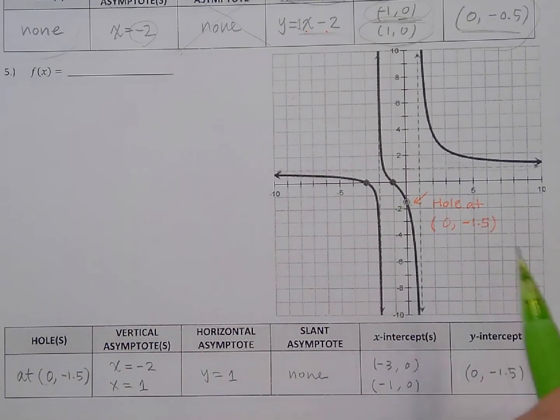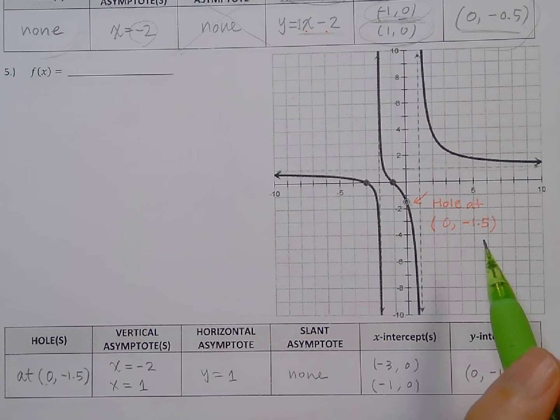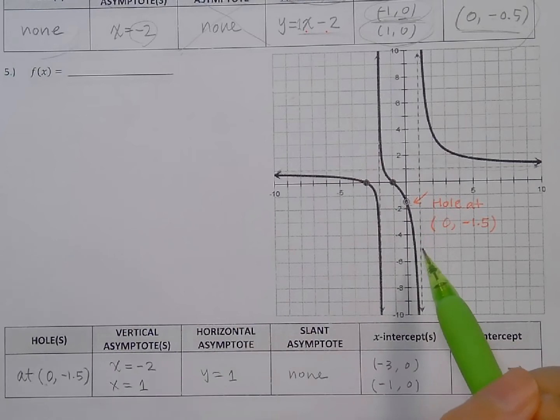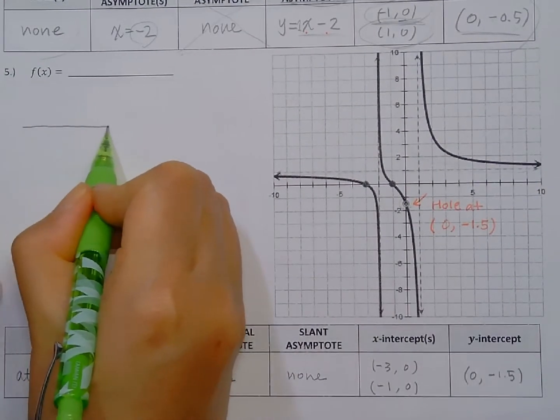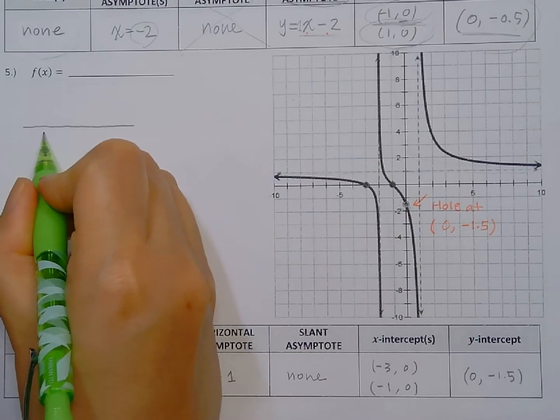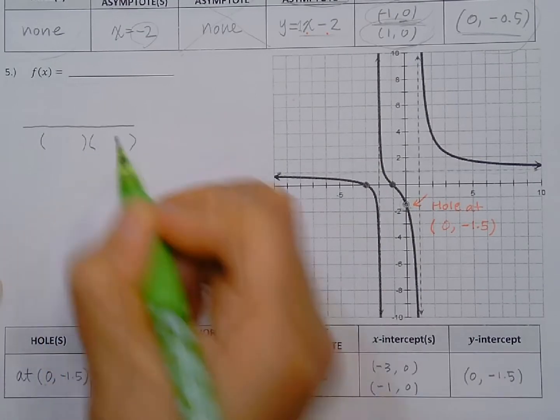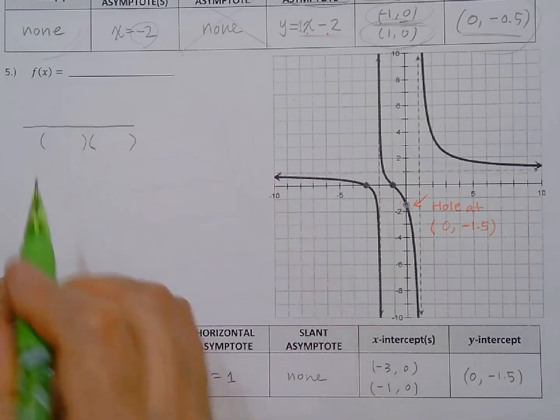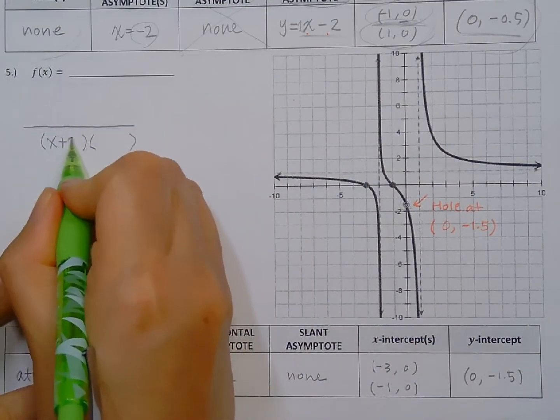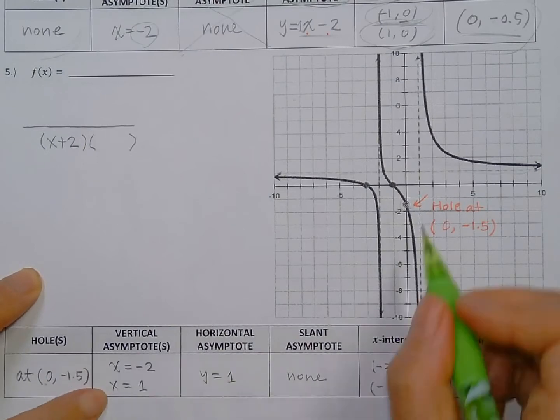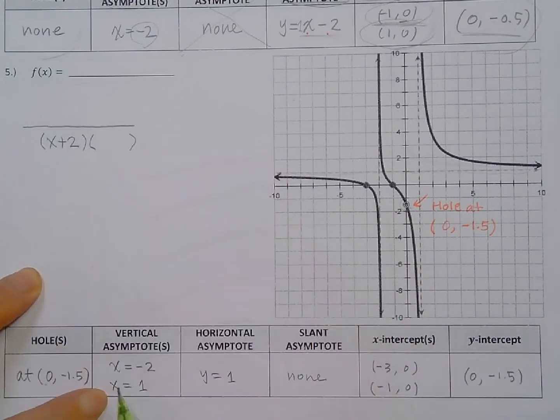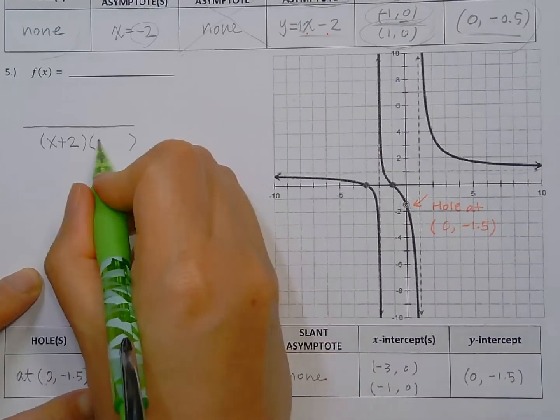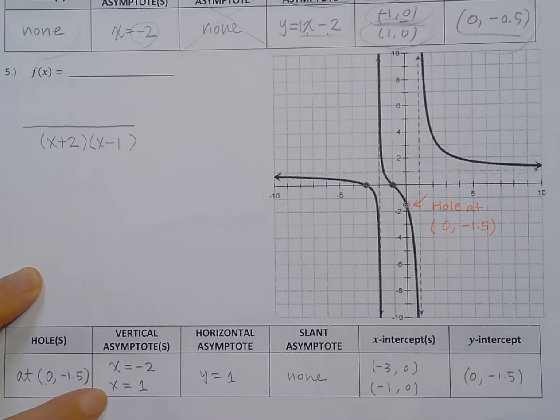So since I have 2 vertical asymptotes, then I can start with 2 parentheses from the vertical asymptotes here. When x is negative 2, it's gonna make the factor x plus 2. And when I have a vertical asymptote at positive 1, the factor that was creating this was supposed to be x minus 1.